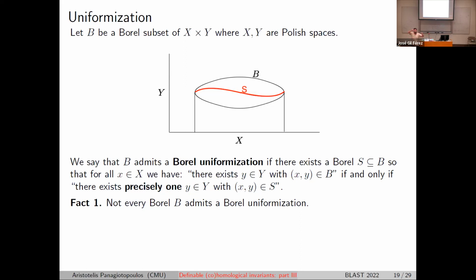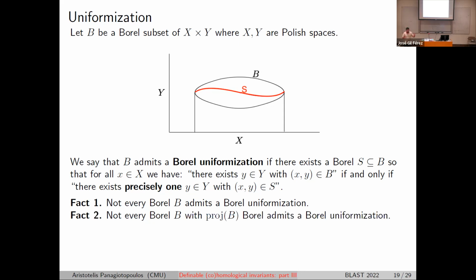If this projection is 1-to-1, then it is Borel. So if this projection was not Borel, but you could find the uniformization, then this projection would be a 1-to-1 projection of this S. So just from the fact that there are Borel sets that project to something that is not Borel, you can see that not every Borel set admits uniformization. However, it's a bit more tricky. This is not the only problem. There are Borel sets that project to a Borel set, and still you cannot uniformize.